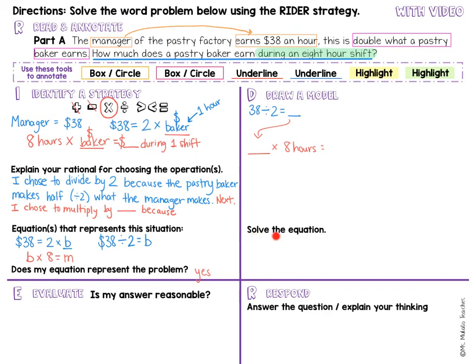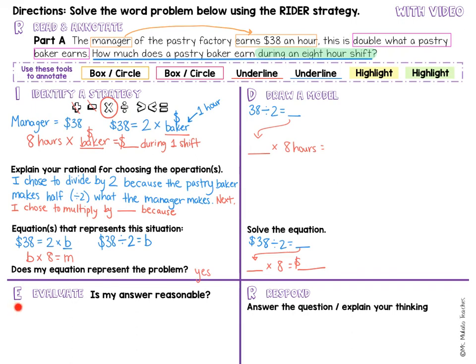Now we're going to solve the equation. Since you used variables over here, the letters, we're now going to solve the equation using just numbers. You will write the quotient for 38 divided by 2 here. Then you will write the quotient to our problem times 8 hours equals how much money the pastry baker made. Pause the video if you need more time to do that.